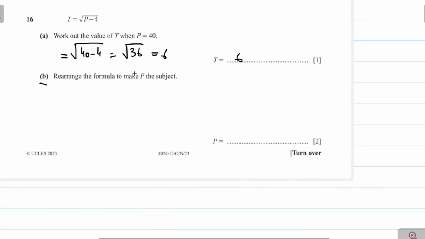Next part B, rearrange the formula to make p the subject. You see here, t equals the square root of p minus 4. We will take the square on both sides. It becomes t square equals p minus 4. And we can write p equals t square plus 4. And this is the answer.